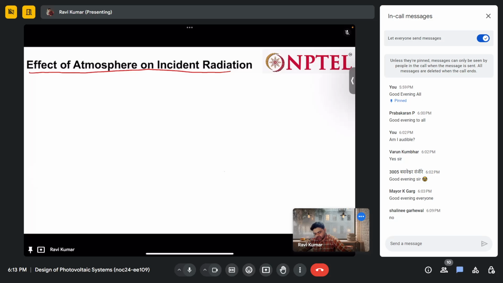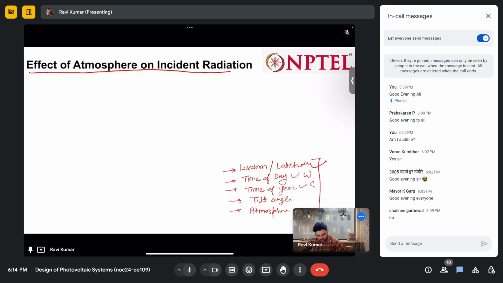So all factors are like location. Location means latitude, time of the day, time of year. Then we have tilt angle. We have atmosphere. So these are the few things due to which the radiation is being affected. Then we have seen this latitude, we have seen this time of the day with the omega, this with del, this with beta. Now what is left is the atmosphere.